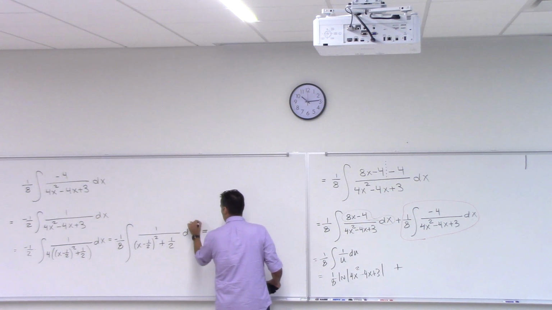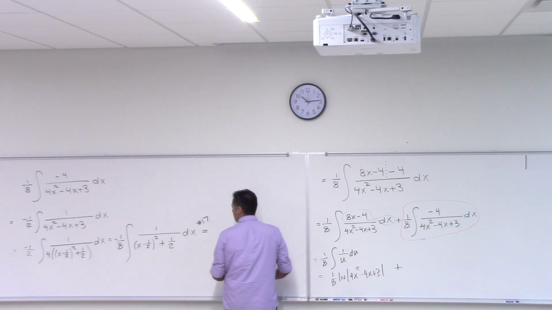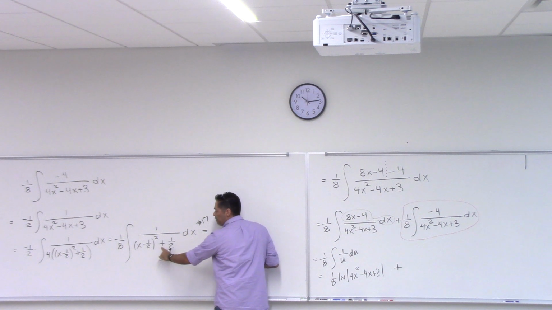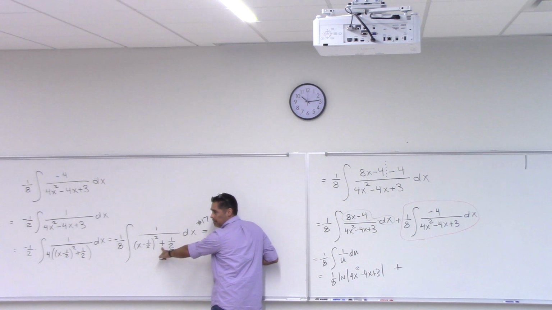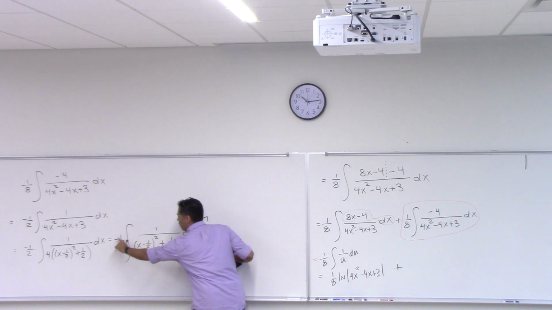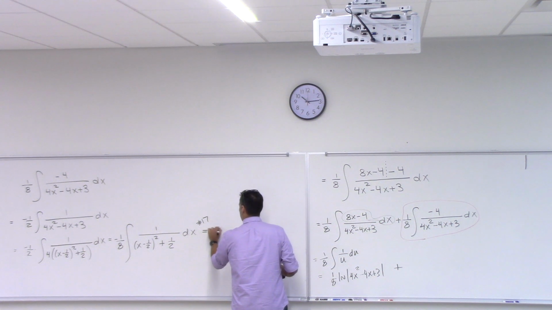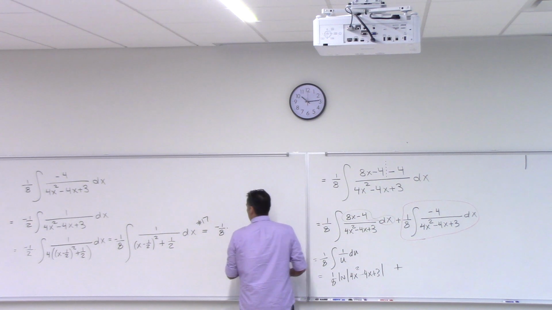So equals by formula 17. I'm using 17 because there's a plus, right? Had this been a minus, I would have used formula 20. Okay, don't forget we have a negative 1/8 out front. Okay, here comes formula 17.